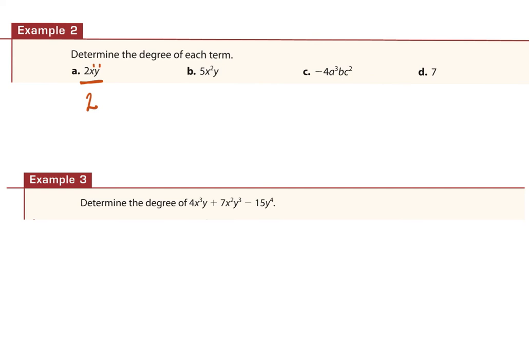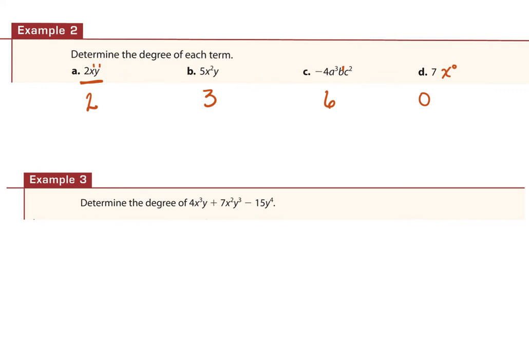What about b? What's my degree here? 3. 2 and 1. What about this guy? 6. 3, 1. Don't forget him. And 2. And then what about the last one? What's the degree? 0. It's 0. And technically, we have this guy here. That's why, right? If you don't see a variable, there's something to the 0 power is what you can assume. But the degree of any constant is 0. Always.